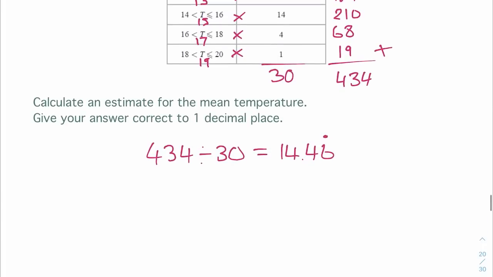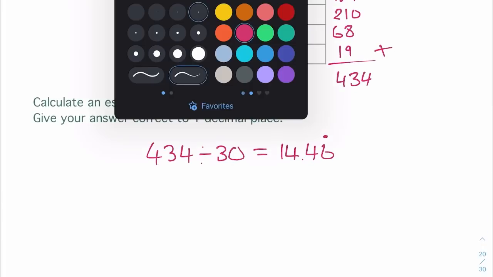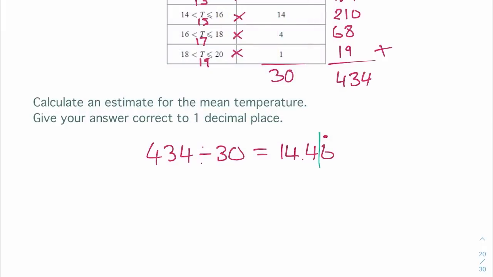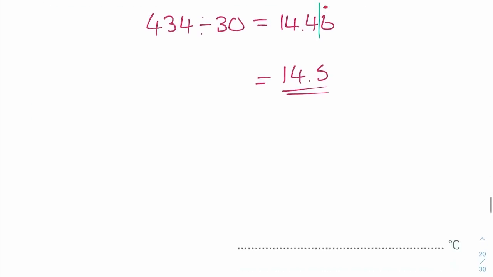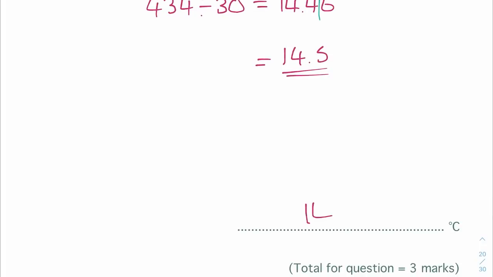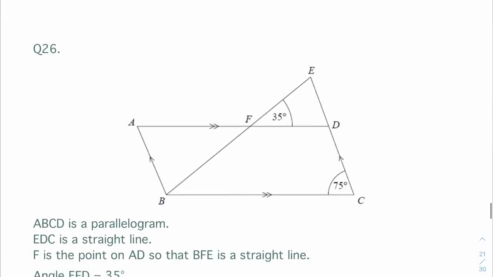So it says to give your answer to 1 decimal place. So if I chop that after the 4, it's a 6 after the line, so that's going to round it up, that'd be 14.5 rather than 14.4. So our final answer there is 14.5. Okay, on to our next question.